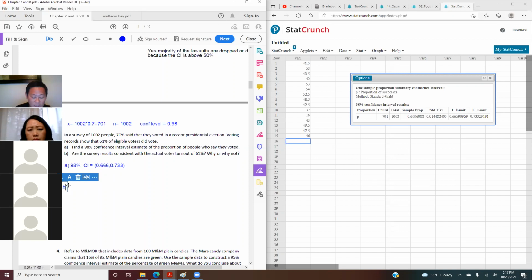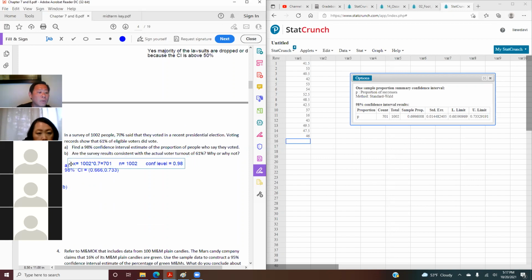Question B. Oh, by the way, in your test, besides writing this, you have to tell me where you go. So you go to where you need to enter. This is important. When you do this in my test, make sure you put this in your test: X equals what, N equals what, confidence equals what, and then you give me the answer. If you do not give me this, you will lose 1 point automatically.